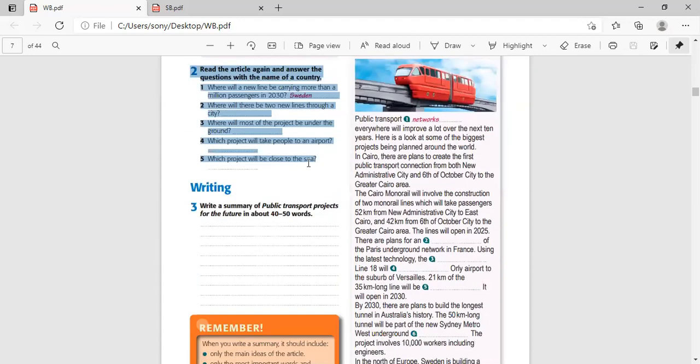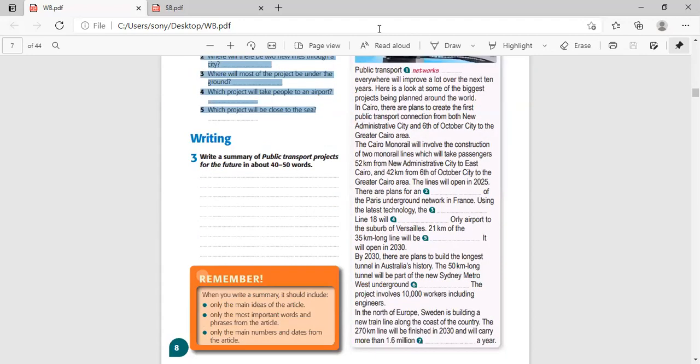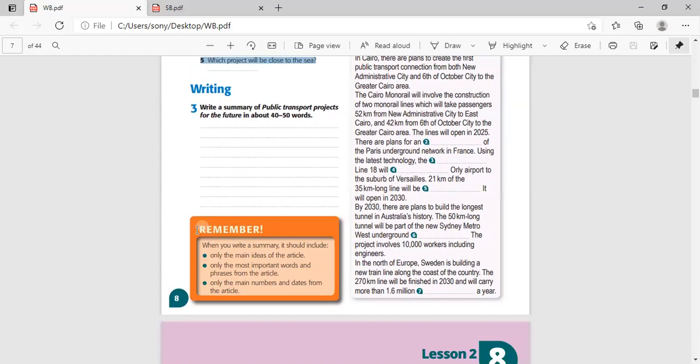Very important thing you need to know about writing a summary, if you're writing a summary of an article or something. Here are three very important points. Only the main idea of the article must be taken in the summary. So you should always look for the main ideas. It might be more than one idea, but still you need to find the main ones and write them down.